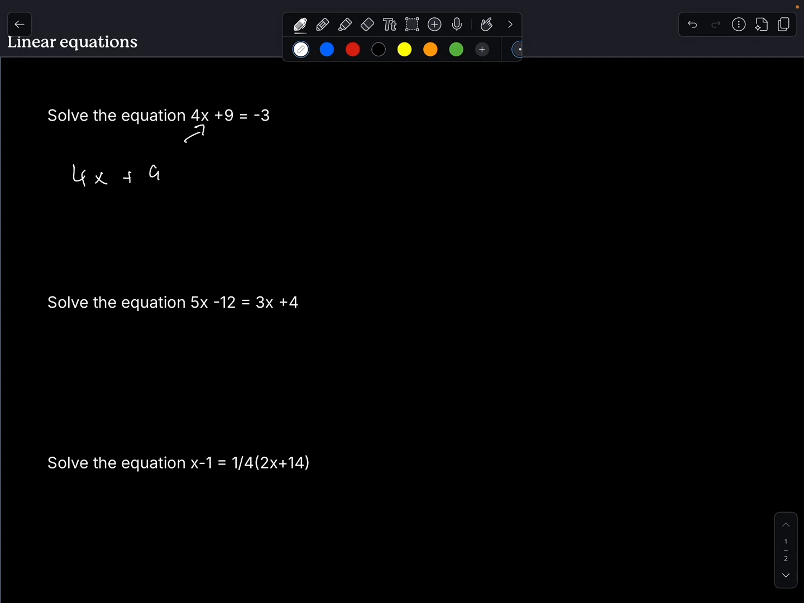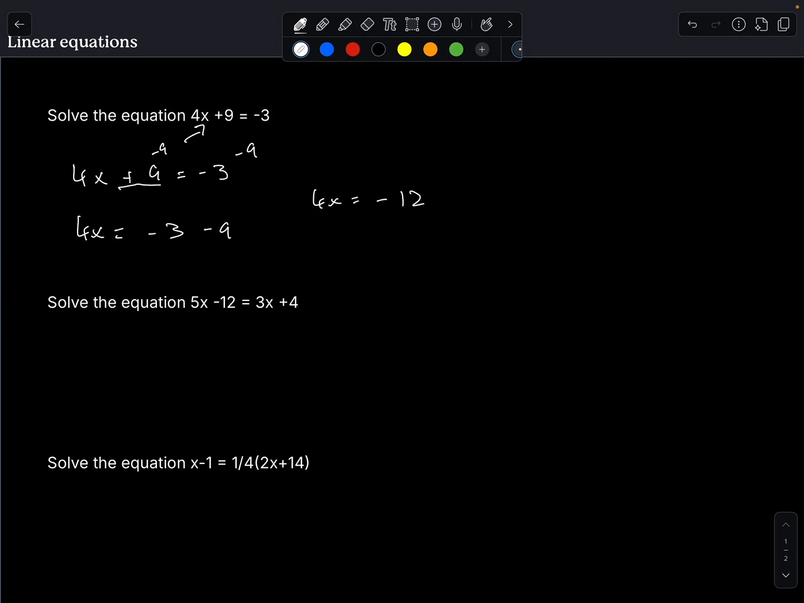Do 4x plus 9 equals minus 3. So we want x on its own. So the first thing we want to do is get rid of everything but the x. So let's get rid of this 9. To get rid of the 9 from the side that the x is on, we need to minus 9 from both sides. So we have 4x equals minus 3 minus 9, or 4x equals minus 12.